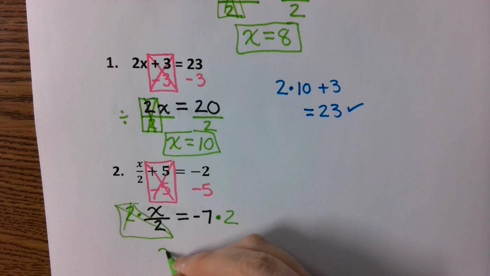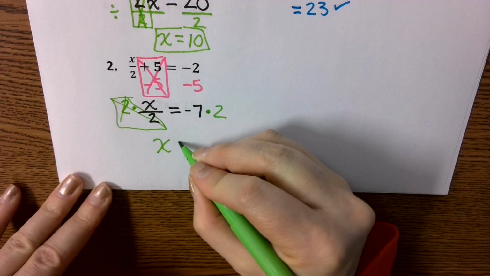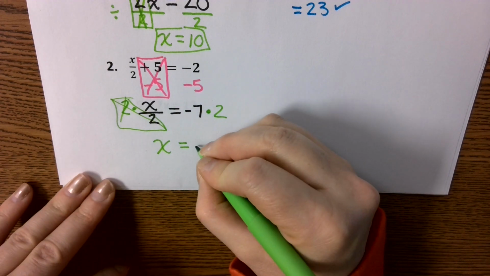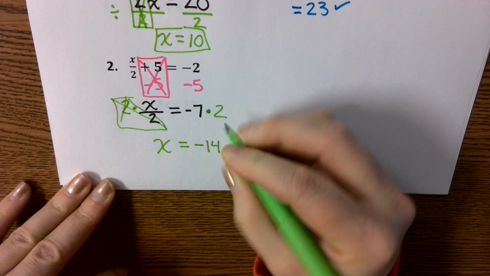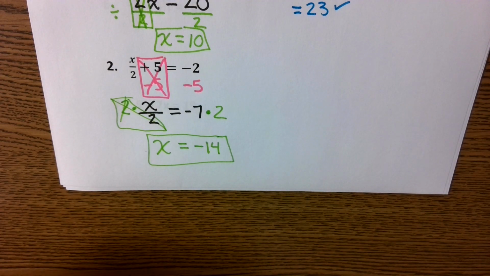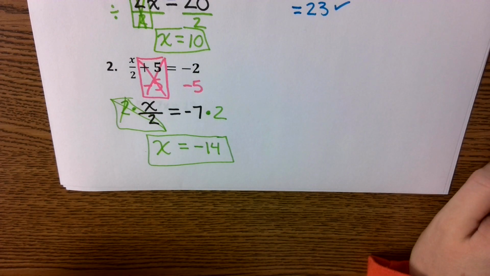Okay, x is now going to be all by itself. And what is negative 7 times 2? Negative 14. Okay, make sure you got those written down, and then let's flip it on over to the next page.